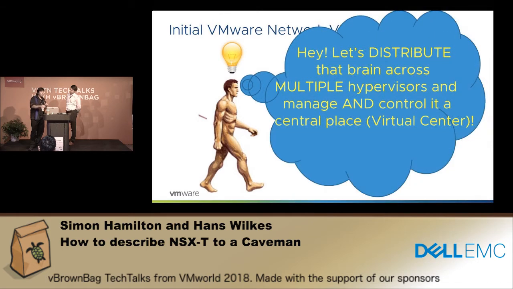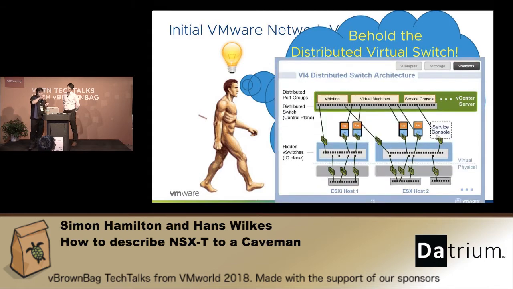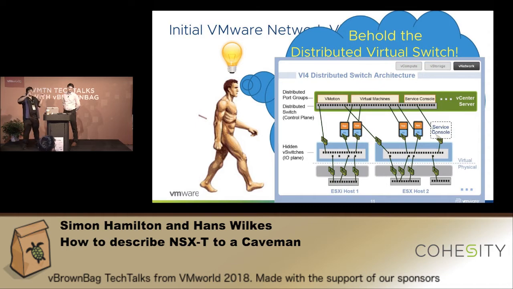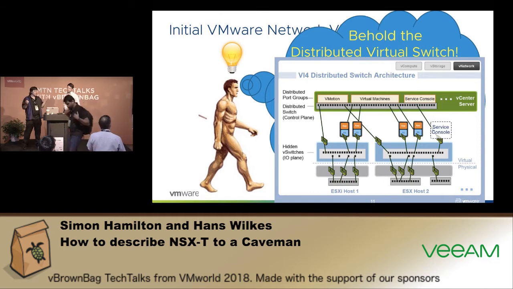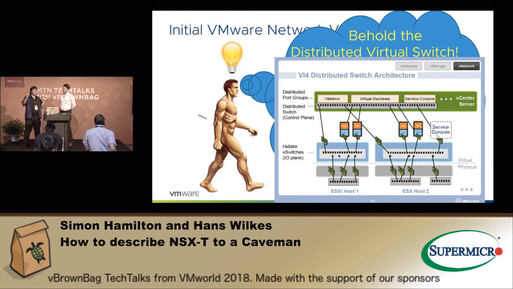But we want to distribute that across multiple hypervisors and manage and control it in a central place, aka virtual center. So later on, 2007, 2008 timeframe, behold the distributed virtual switch, where we said, let's distribute the brain of a virtual switch across multiple hypervisors and manage it with one virtual center so that that switch looks the same no matter where we vMotion our virtual machines. And all we've moved at this point is the control plane.